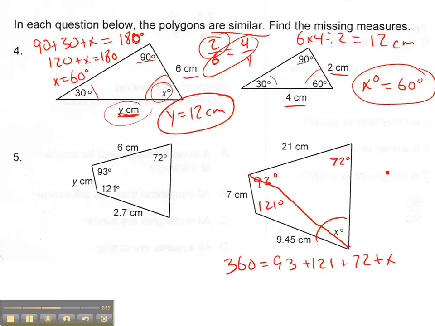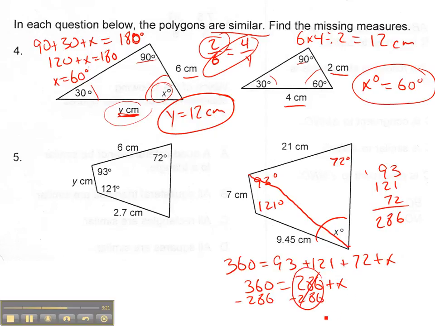So let's add up these 3 angles: 93, 121, 72. That's 286. So 360 equals 286 plus x. We can undo this addition with the inverse operation, subtract. Subtract 286 from both sides. This is 0, so we have x equals 74.